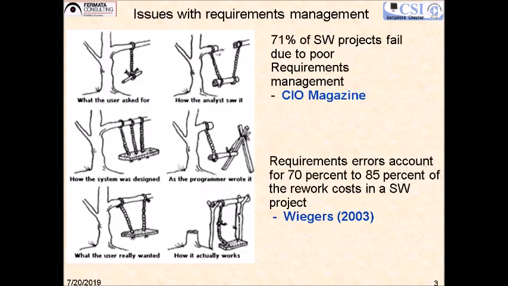Some of the statistics from CIO magazine says 71% of software projects fail because of poor requirements management. We also have statistics from 2003 which say that the majority of requirements errors contribute to 70 to 85% of rework in any software project.